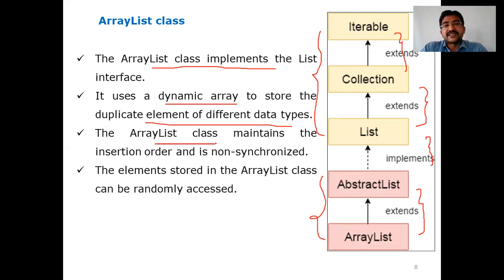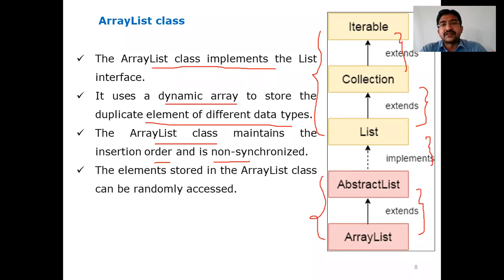Now, the ArrayList class maintains the insertion order and it is non-synchronized. However the elements are coming, they will be stored that way. And it is non-synchronized. Non-synchronized means what? Randomly it will be thrown, there is no direct access. If you want to display the elements, they can be printed in an ordered or maybe an unordered way.